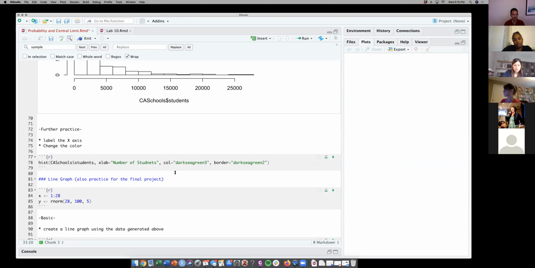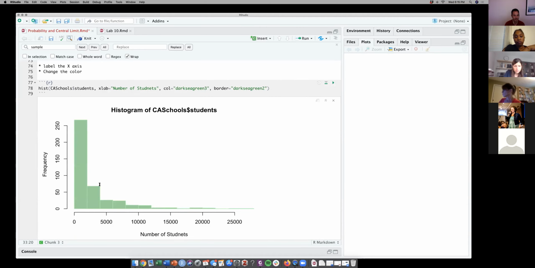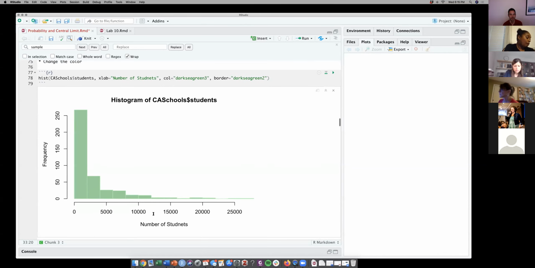For further practice, I said to label the x-axis and change the color. With a histogram, and I may not have mentioned this before, there's two things you can change the color on, and this is true for a bar chart too. You can change the fill color of the bars. You can change the border with border equals. And so you can see here that there's two colors. And I changed the x-axis with xlab again. And I misspelled students. Any questions on histograms?